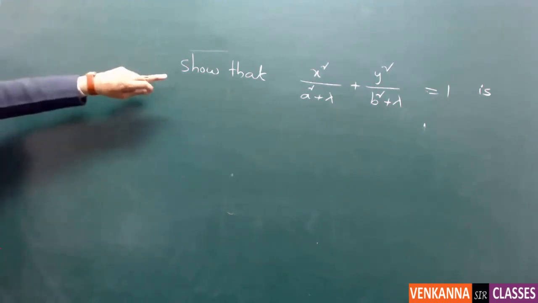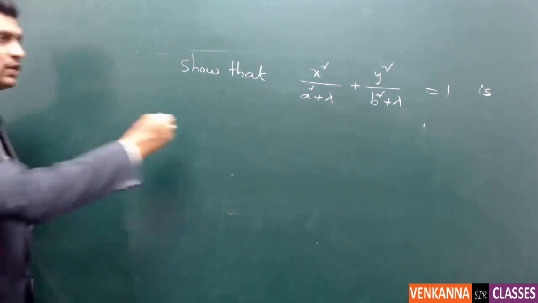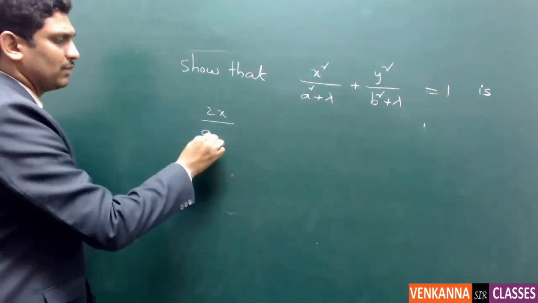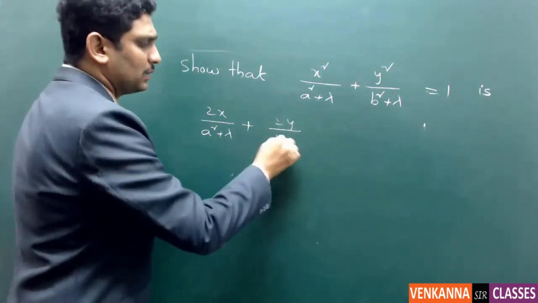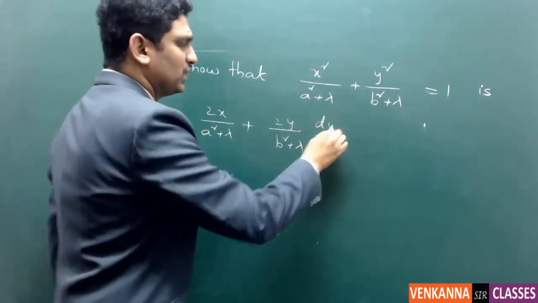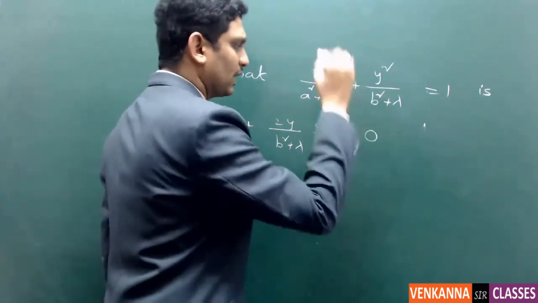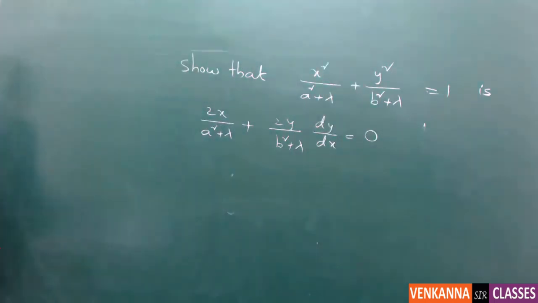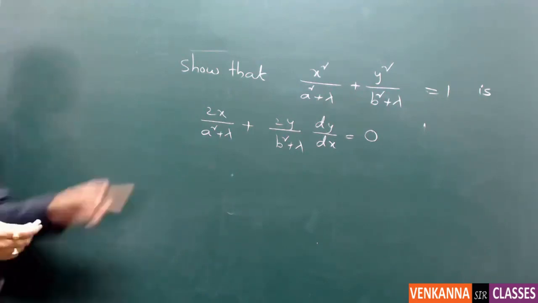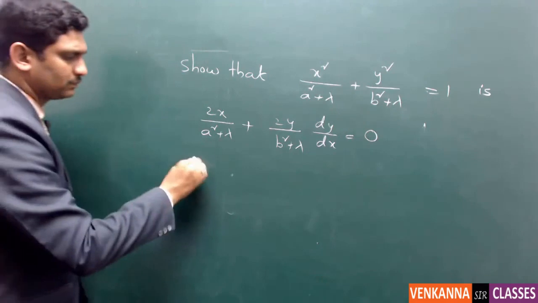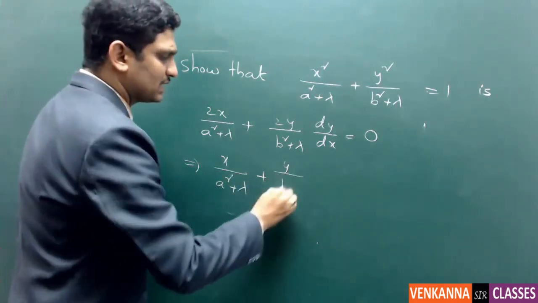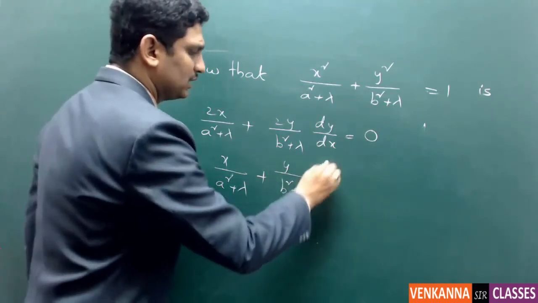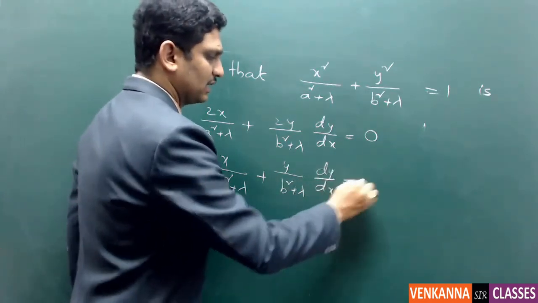So I am going to differentiate this equation. So 2x by a square plus lambda plus 2y by b square plus lambda into dy by dx equal to 0, on differentiating with respect to x on both sides. Now you can cancel 2. So x by a square plus lambda plus y by b square plus lambda into dy by dx equal to 0.